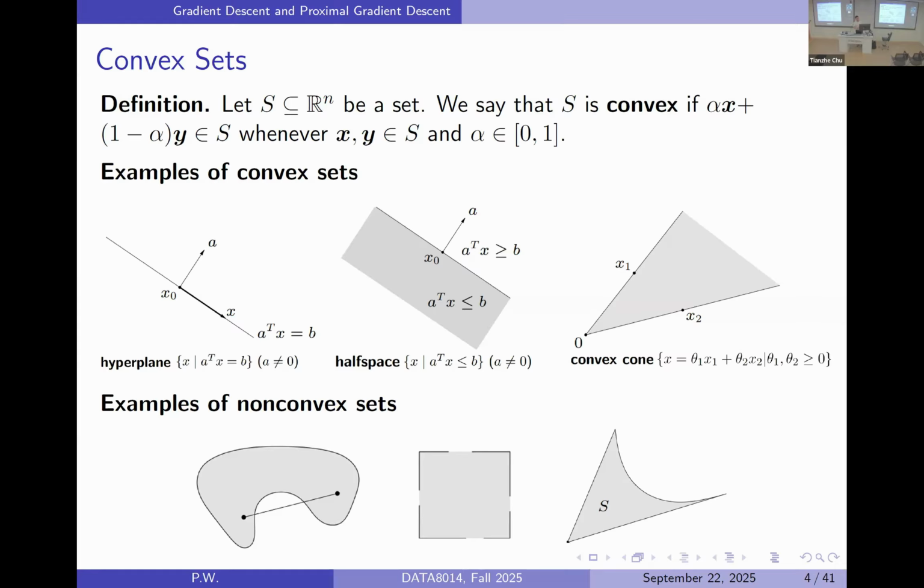Of course, we also list some examples of non-convex sets, like the first two. If you draw two points from this set, like this is X and this is Y, then some point on the segment doesn't belong to this set, so this is a non-convex set. Typically, like this one, if you pick a point here and here, then draw a segment, this point lies on this part and doesn't belong to this set, so it is non-convex.